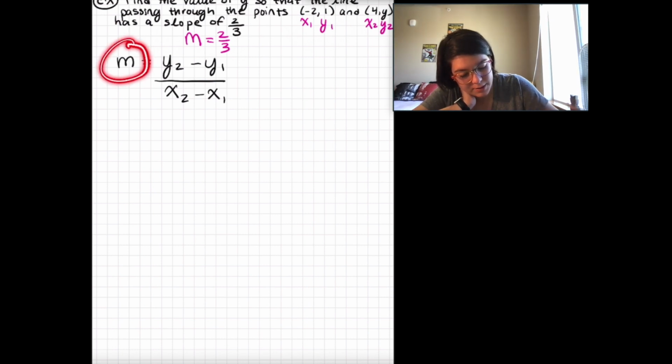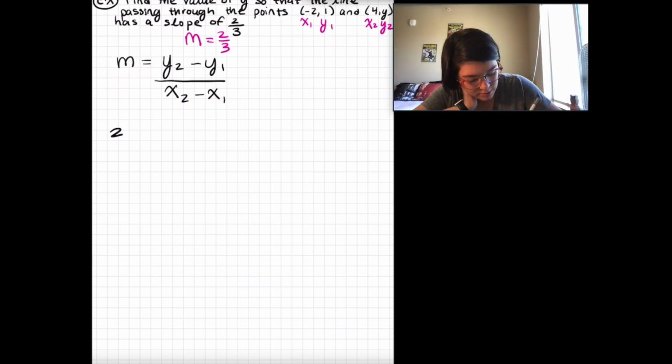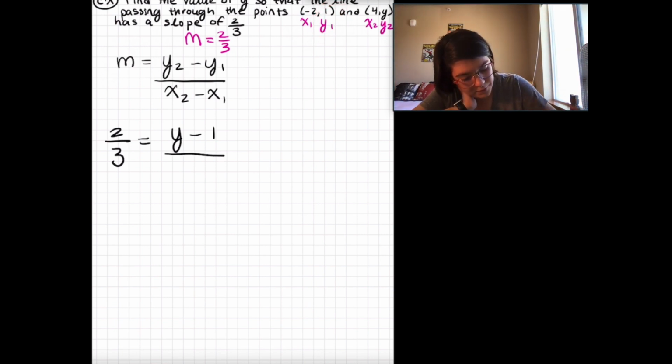We know m is 2/3, so we'll write 2/3 is equal to y2, which we don't know, so we'll just leave as y, minus y1, which is just 1, over x2, which is 4, minus x1, which is negative 2.